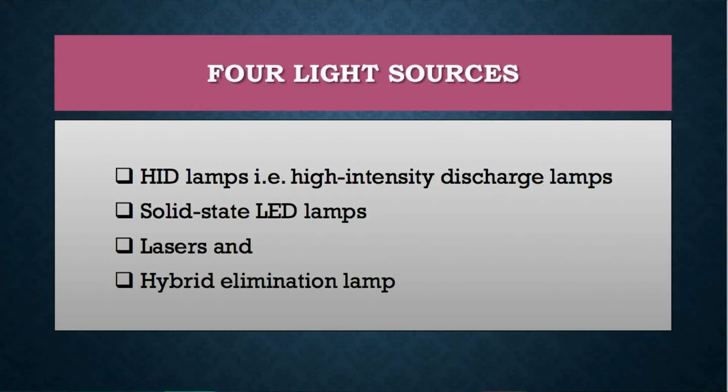Out of all the above components, the light source is one of the main parts of a projector. So let us discuss the different types of light sources used in a projector. There are generally 4 light sources used in a projector nowadays. First, HID lamps, that is high intensity discharge lamps, then solid state LED lamps, lasers, and finally hybrid illumination.